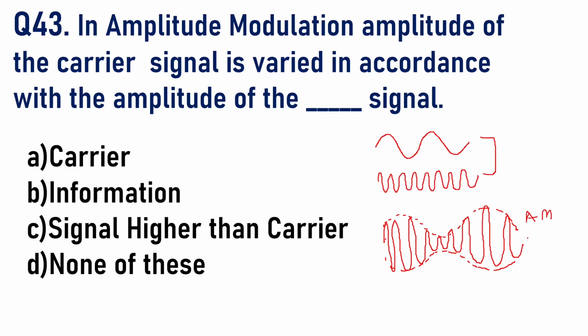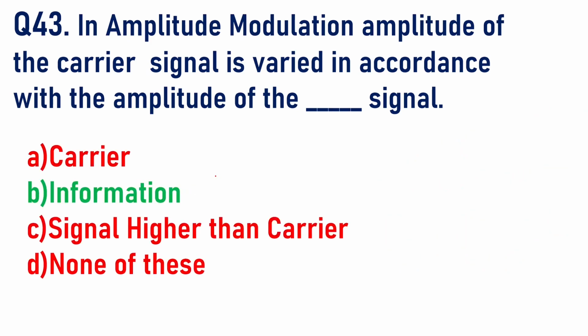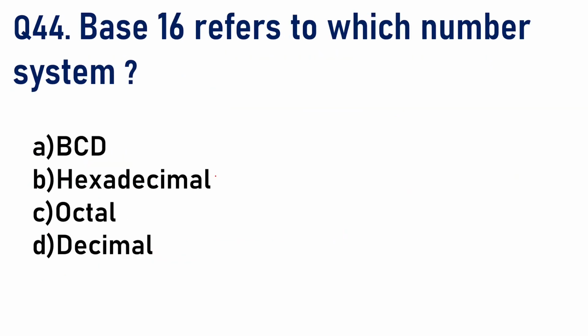This is your amplitude modulated wave. This is the carrier, and this is the information signal. This is the information or message or modulating signal. So in amplitude modulation, the amplitude of the carrier is varied according to the instantaneous value of the information signal. So option B will be the right answer here, that is information signal. That is your message, also called the modulating signal. Option B is the right answer.